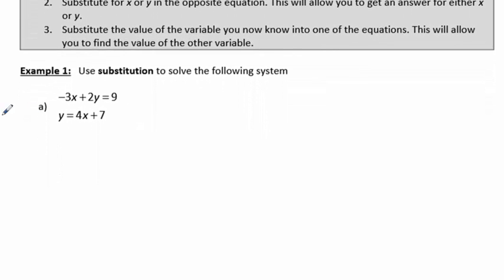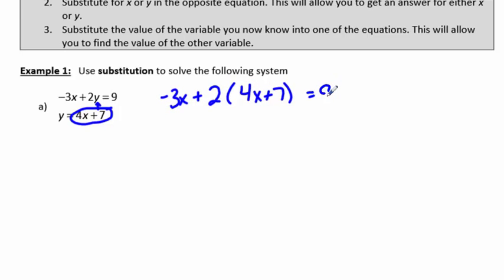So in the first example, notice that we already have y solved for. Y is equal to 4x plus 7, so we're going to plug that in for y in the other equation. So the first equation becomes negative 3x plus 2 times, replace that y with 4x plus 7, equals 9. We're going to use the distributive property. We're just going to solve this thing for x here.